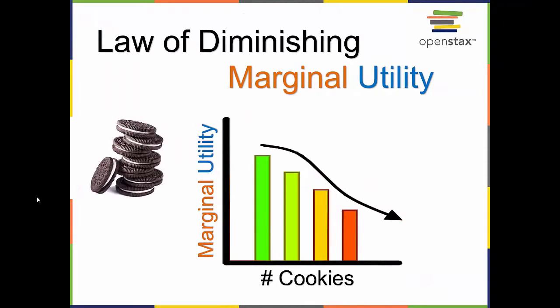As we continue to eat cookies, we experience the effects of one of the laws of economics. The law of diminishing marginal utility. This law says that as we consume more of a good or service, the utility we get from additional units of the good or service tends to become smaller than what we receive from earlier units.